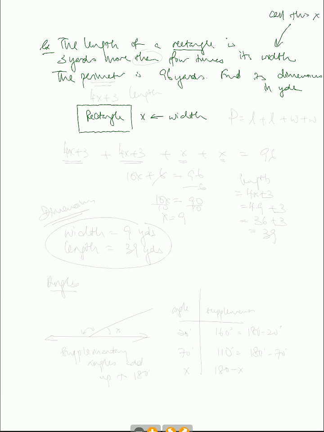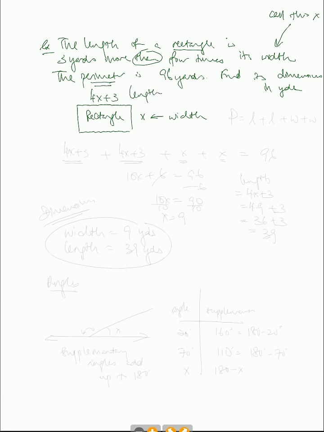So if I call the width x, I'm told that the length is 3 yards. Yards is just a unit, so you don't put that in the equation. So 3 more than means plus 3, and 4 times the width is 4x, so it's going to be 4x plus 3. So 3 more than 4 times the width, and that's my length. All right, so I'm told the perimeter.